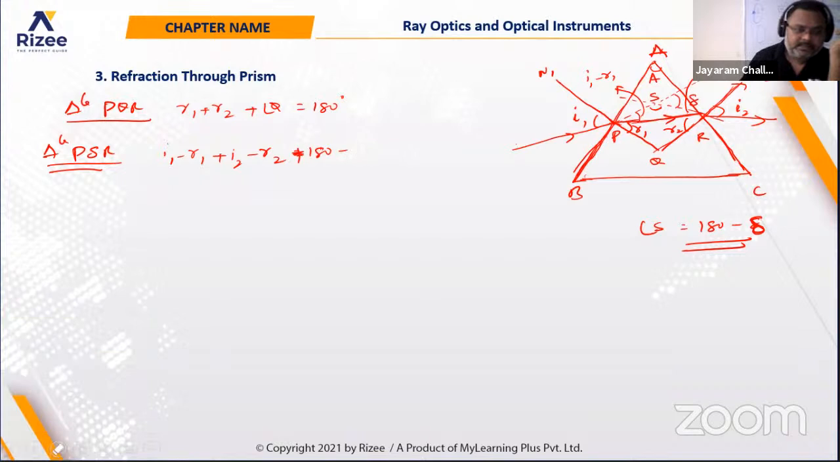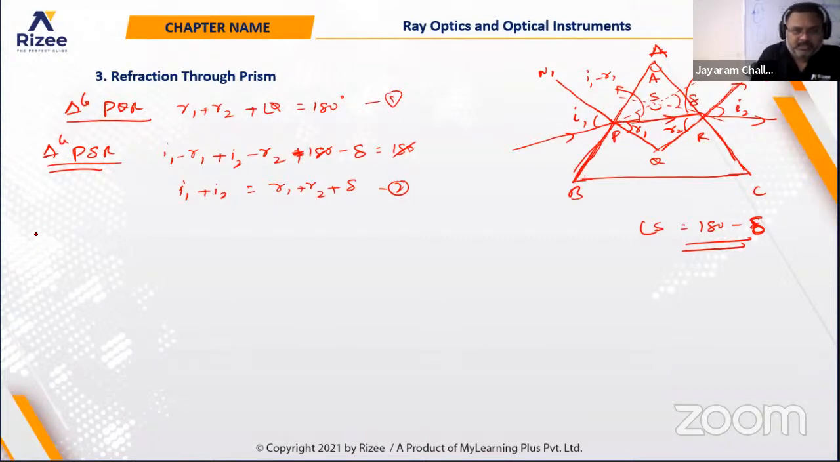This is the angle over there, and it is equal to how much? This will be the 180 degrees, cancel them. So from this one, I can say that I1 plus I2 is equal to R1 plus R2 plus delta. This is your second equation, first and second.